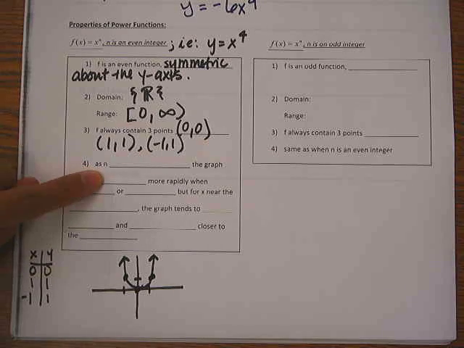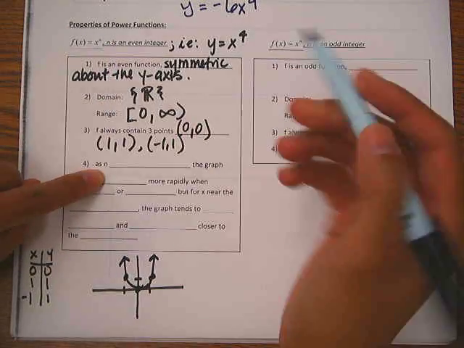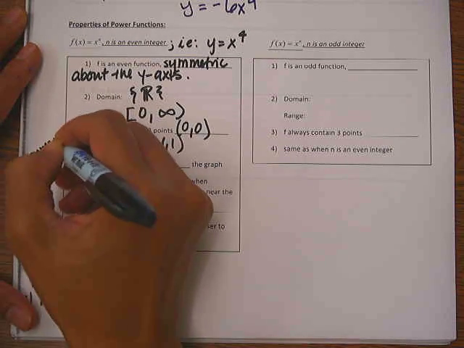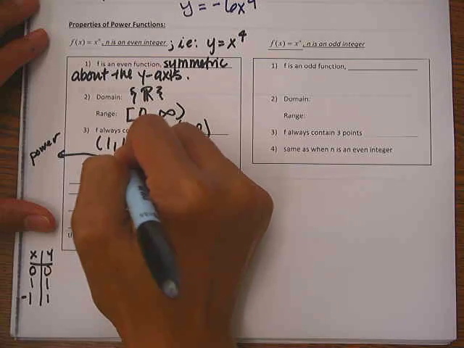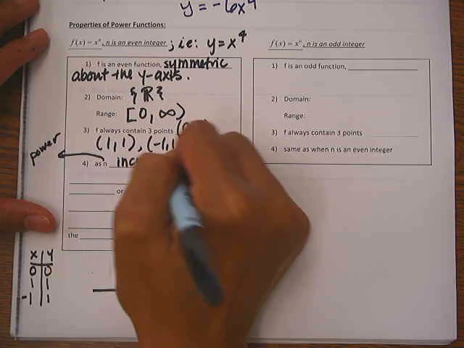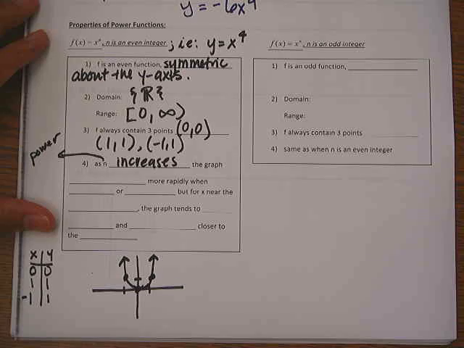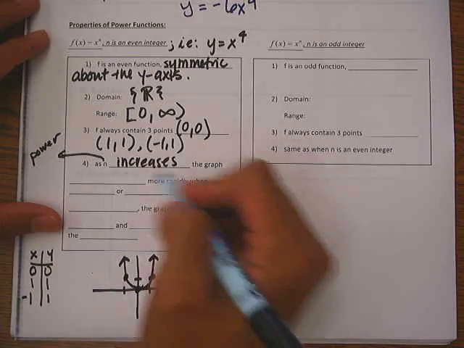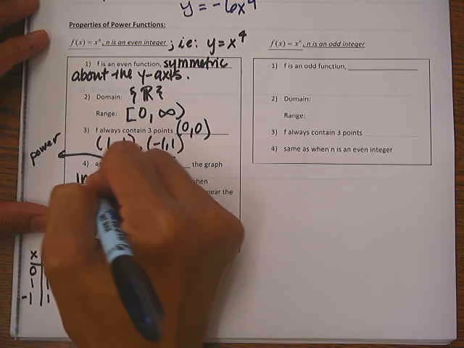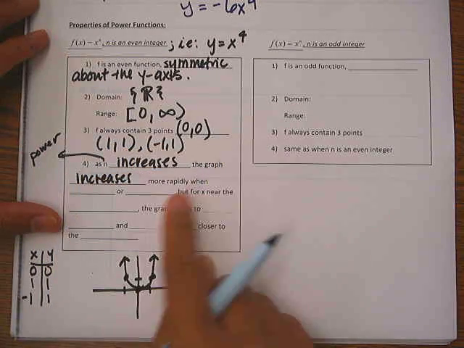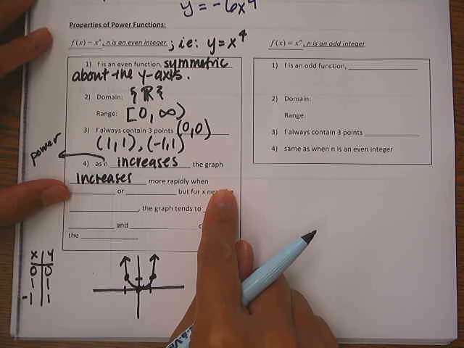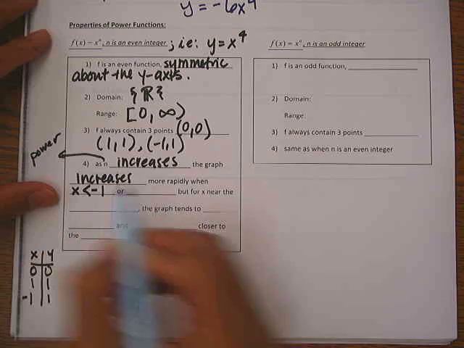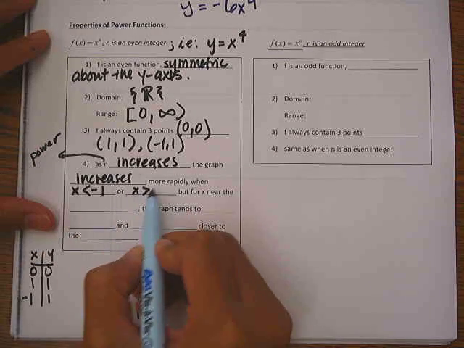As n increases, remember n is your power, the graph also increases more rapidly when x is either less than negative 1 or x is greater than 1.